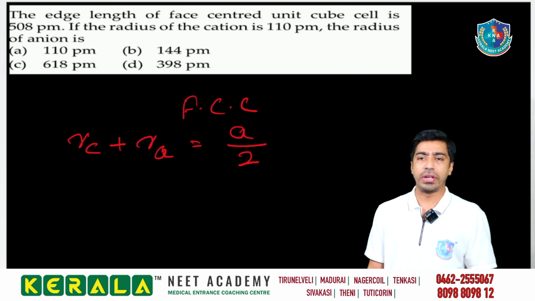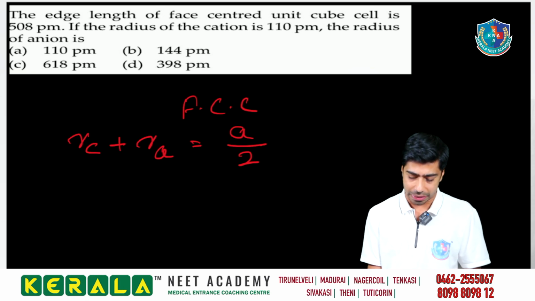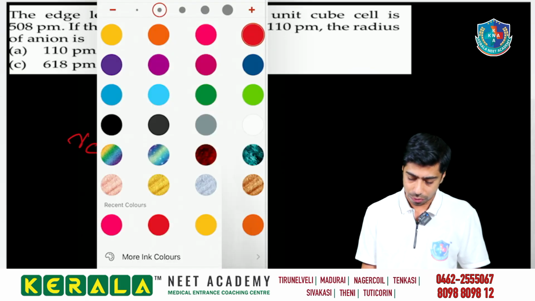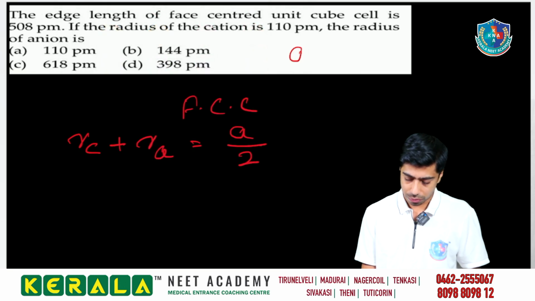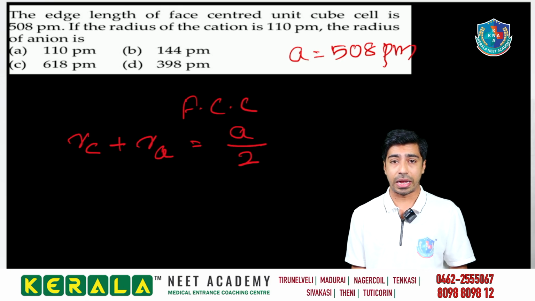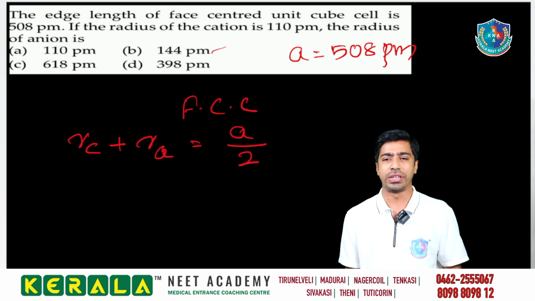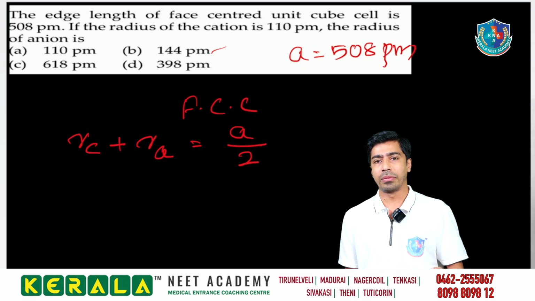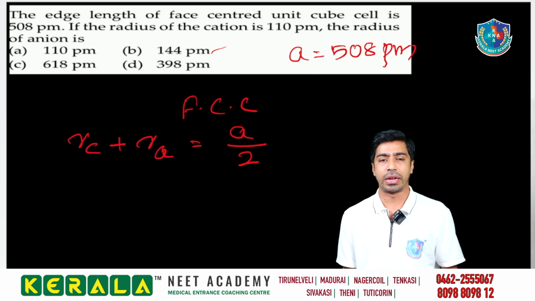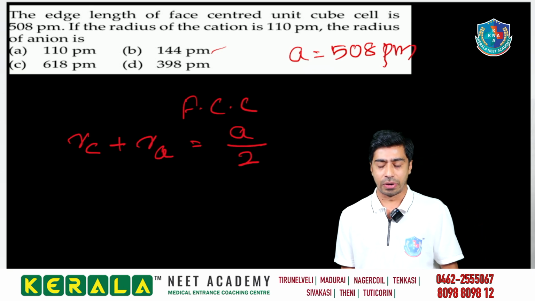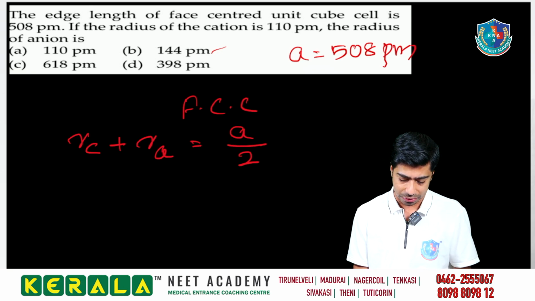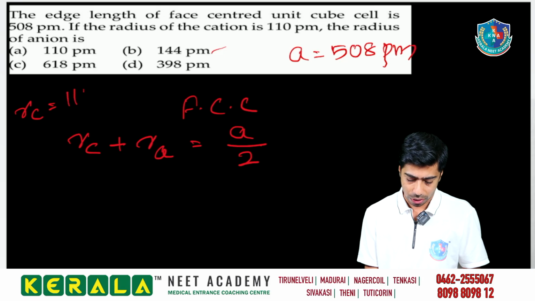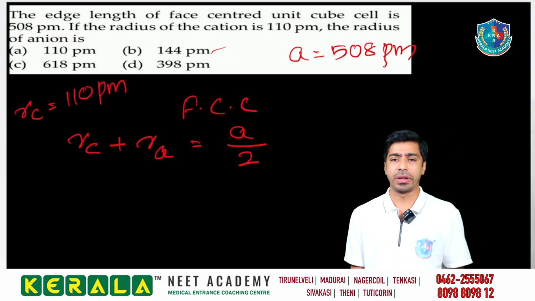So the edge length of the face-centered unit cell is 508. That means A is equal to 508 picometer. Also, all the answers are given in picometer, so no need to change the unit. That also you have to take care: sometimes the edge length will be given in picometer and the answers may be in nanometer or angstrom unit, then you have to do the conversions accordingly. Now, the radius of cation is given, R plus is 110 picometer.